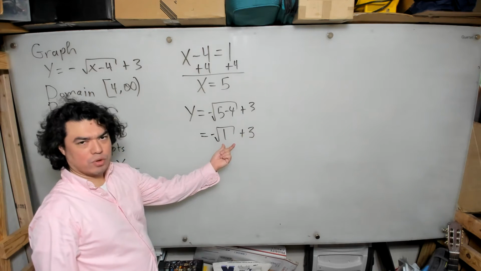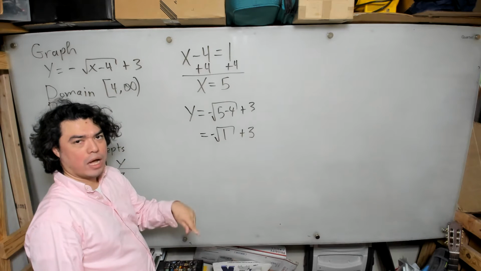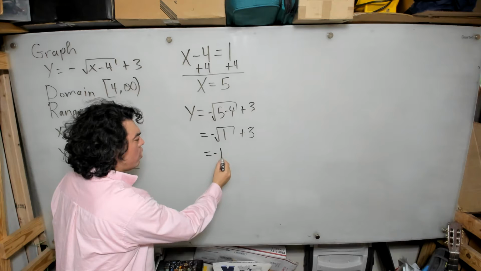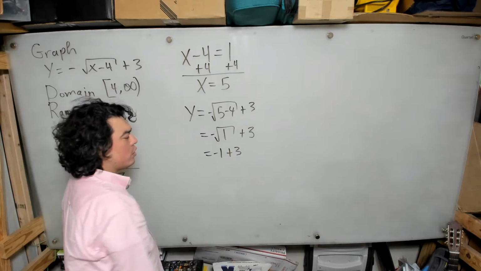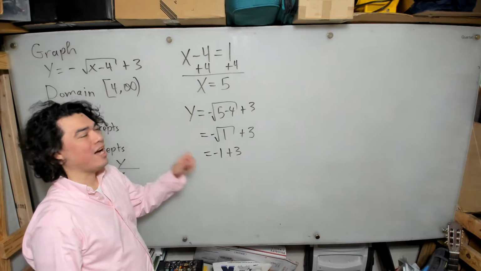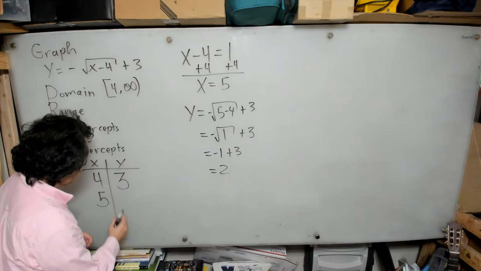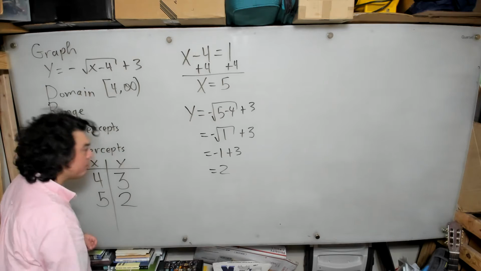Now, what is the square root of 1? That's just 1. Why? Because 1 times 1 is 1. So this is going to be negative 1 plus 3. What is negative 1 plus 3? Aha! It's 2. So that becomes my y coordinate here on my table.